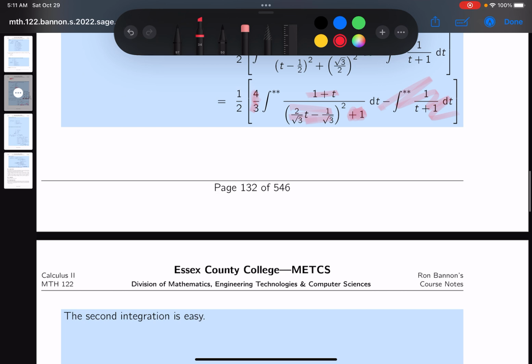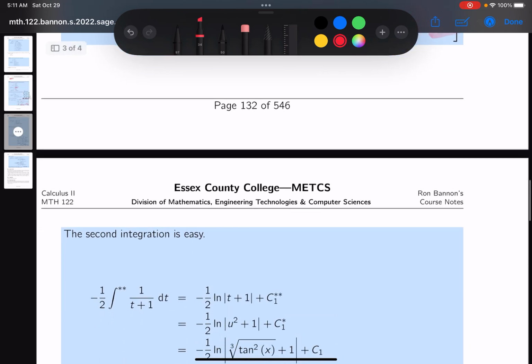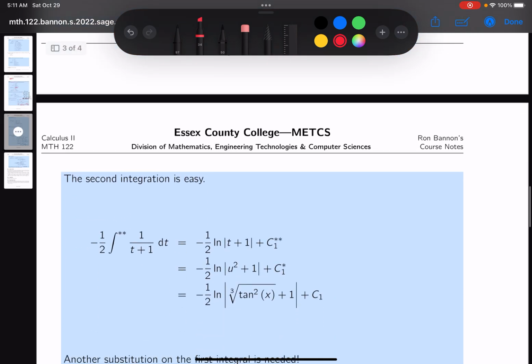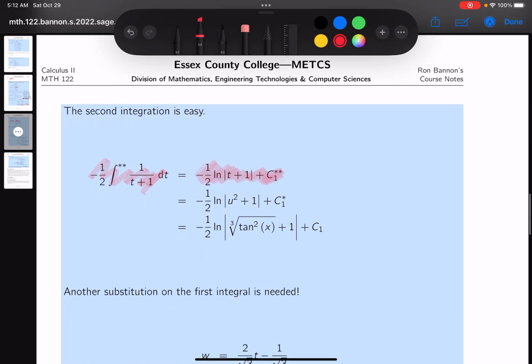This integration's easy. I think I might want to do that one first. What would I get? Minus 1/2 times this thing over here. Easy integral. You can't beat that one. It's just really super simple, all right? So I get this over here. That's easy. And then I got to go back.